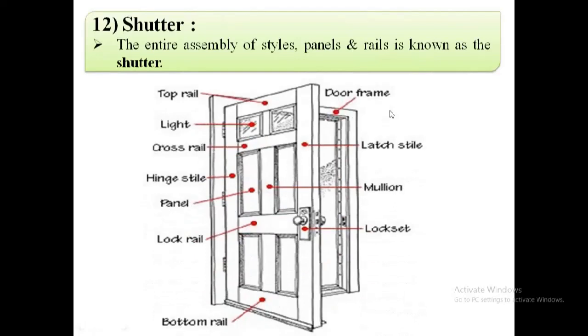The entire assembly of stiles, panels and rails is known as the shutter. So, as you know that this one is the shutter, which is the entire assembly of stiles, these panels, these rails like top rail, cross rail, bottom rail and lock rail is known as shutter.